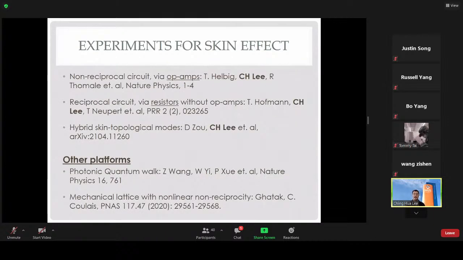Yeah, so I have to mention that actually the non-Hermitian skin effect is also very amenable to electric circuit realizations, but there are also other platforms other than electric circuits. One is the photonic quantum walk by a group from China. And another one uses mechanical systems by a group from Europe. And for the circuits themselves, I had a few different experiments. I will talk about these in the next few slides.